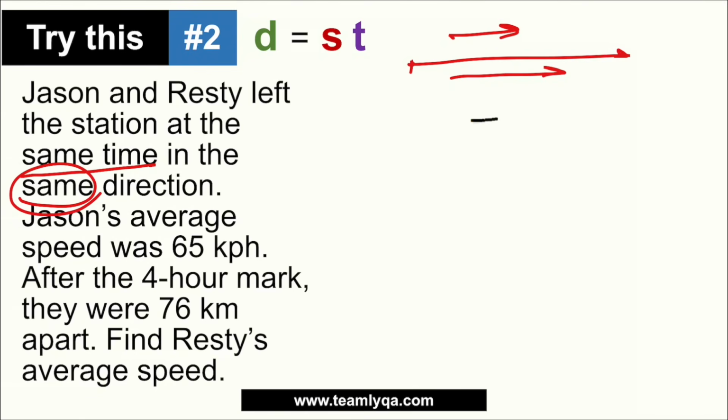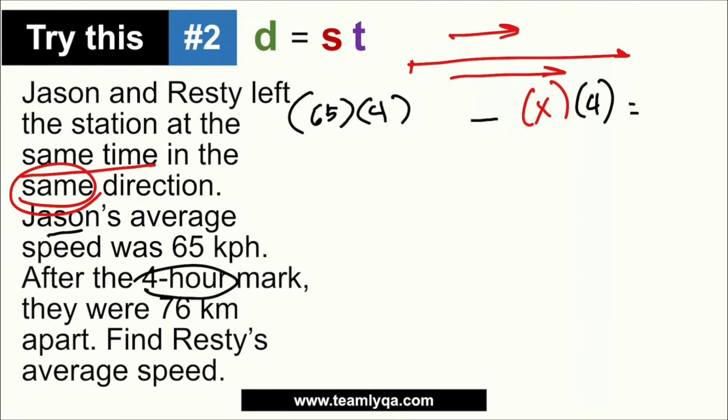Okay? Na ang alam natin is that yung speed ni Jason ay 65 kilometers per hour. Nag-travel sila for 4 hours. So, we already have that. Ima-minus natin yung kay Resty na hindi natin alam. So, yun yung magiging x natin. Pero, pareho naman silang nag-travel ng 4 hours. After some time, they became 76 kilometers apart. So, dito na tayo. Solve na lang natin ito.